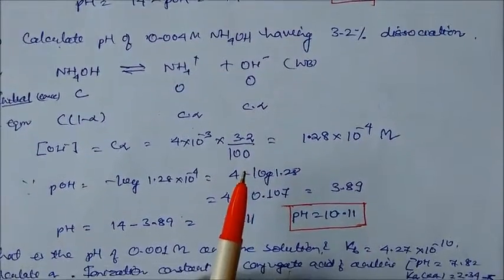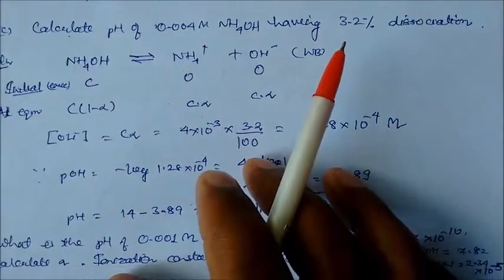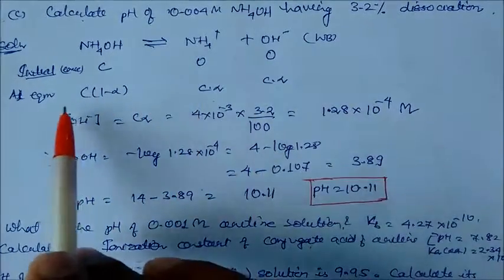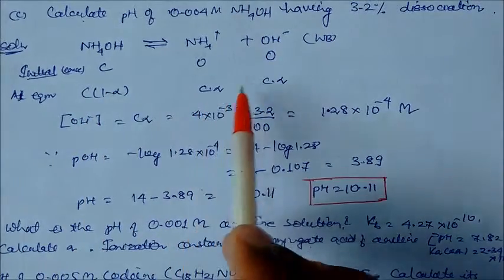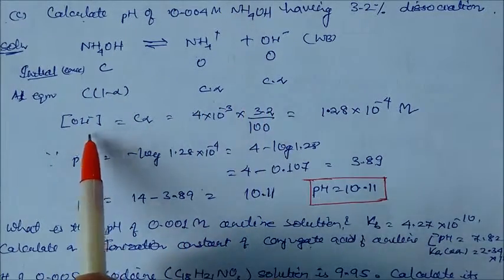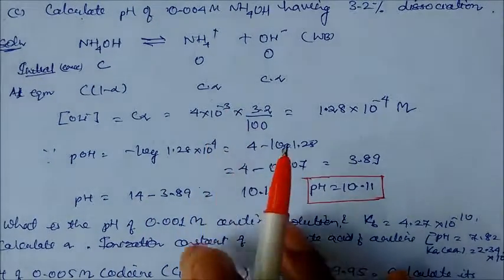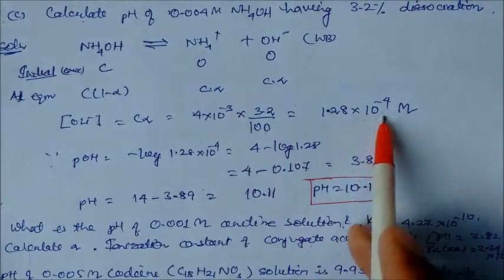Next problem: calculate the pH of 0.04 molarity ammonium hydroxide having 3.2% dissociation. This ammonium hydroxide is dissociating. In the same manner, at equilibrium, this will be C into (1 minus alpha), and C alpha, C alpha. So the concentration of OH will be C into alpha. C is given here as 4 into 10 power minus 3, and alpha is 3.2 by 100. On solving, you will get this answer.